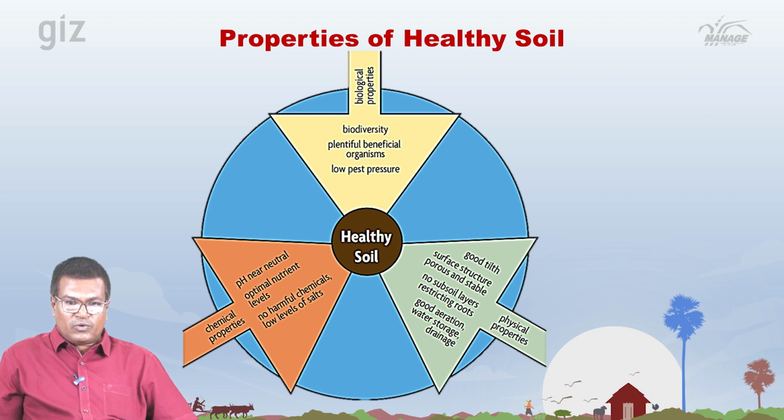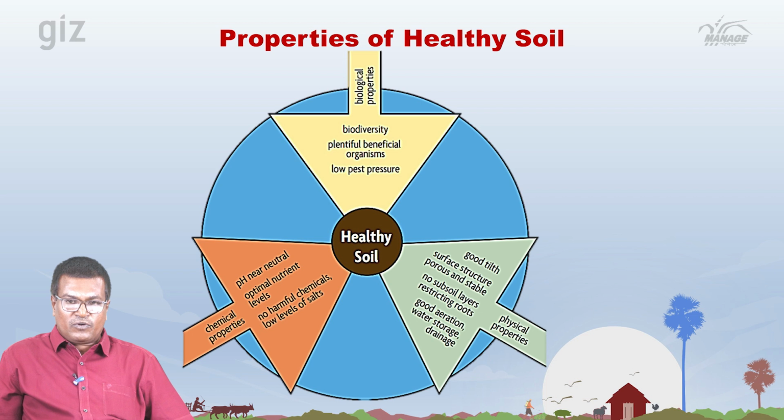And if you look at the chemical properties of the soil, the pH of the soil should be near neutral, and there should be optimum content of nutrients. Different nutrients should be at optimal levels, and there should not be any harmful chemical residues inside, and there should be fewer salts inside the soil. Then we call it that good chemical properties are there in the soil.